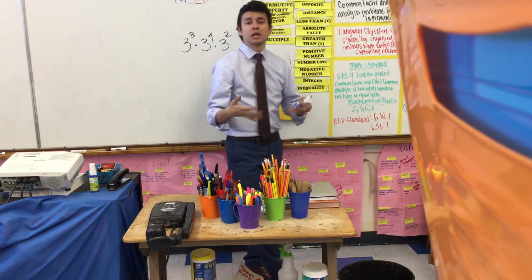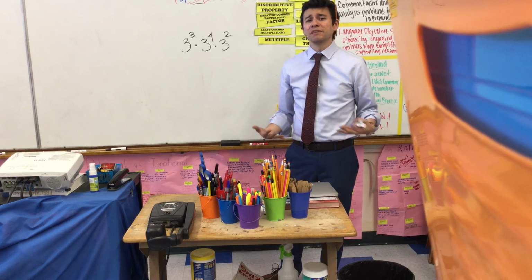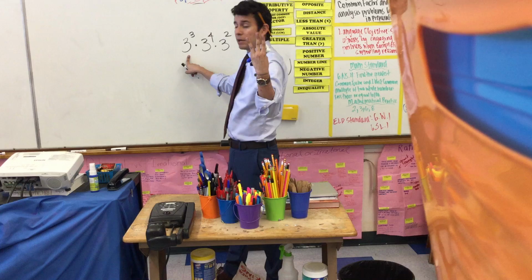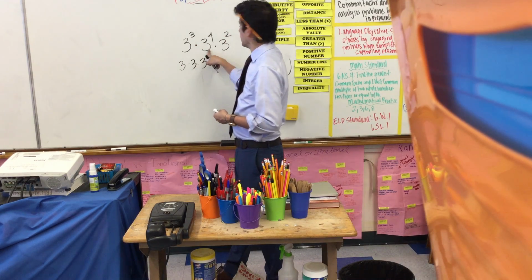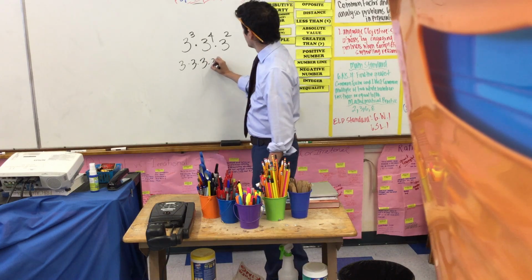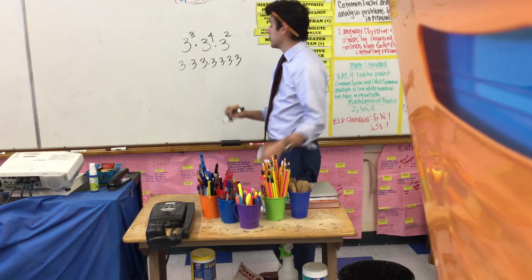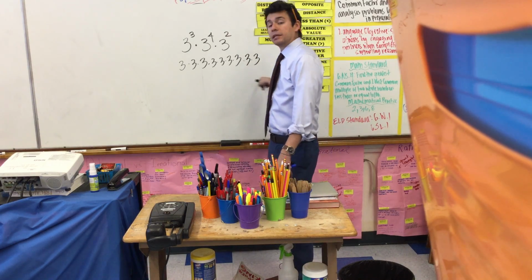Ask yourself, do you have the same base? Yeah, you do. It's 3. It's okay if the exponents are different, okay? So we have the base. You're going to copy it 3 times because the exponent says 3 times. 1, 2, 3. Here you have 4 3's. 1, 2, 3, 4. And here you have 2 3's. 1, 2. Okay, that's expanded form.